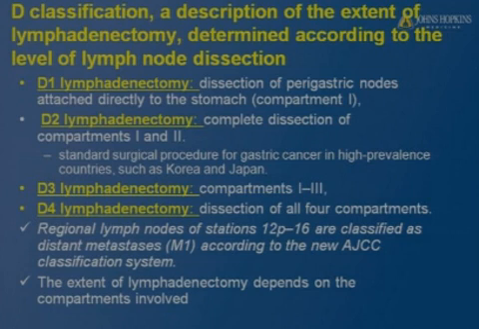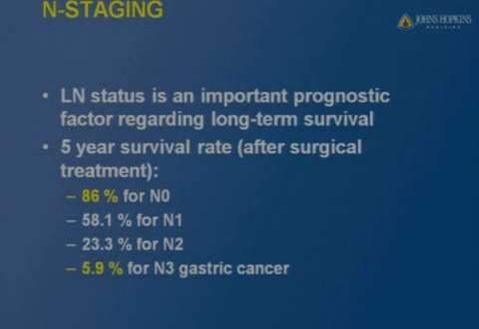But in the new AJCC classification, the regional lymph nodes from 12 to 16 are distant metastases, and the extent of lymphadenectomy, as I mentioned, depends on the compartments involved. Lymph node status is very important because in some articles it is the single most important prognostic factor. The 5-year survival rate can be up to 86% if there is no lymphadenopathy, but it drops dramatically to 6% in N3 gastric cancer.